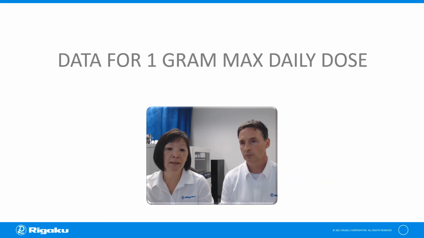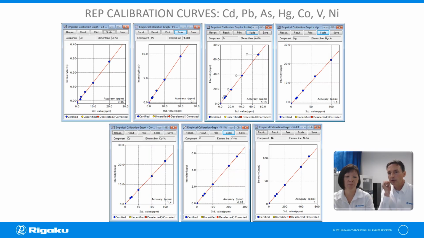So now we're going to show you the data for the 1 gram max daily dose that we've followed the guidelines for to do validation, basically. The idea for doing 1 gram daily dose is that it covers most prescription pharmaceuticals. 5 gram daily dose, almost all of them.